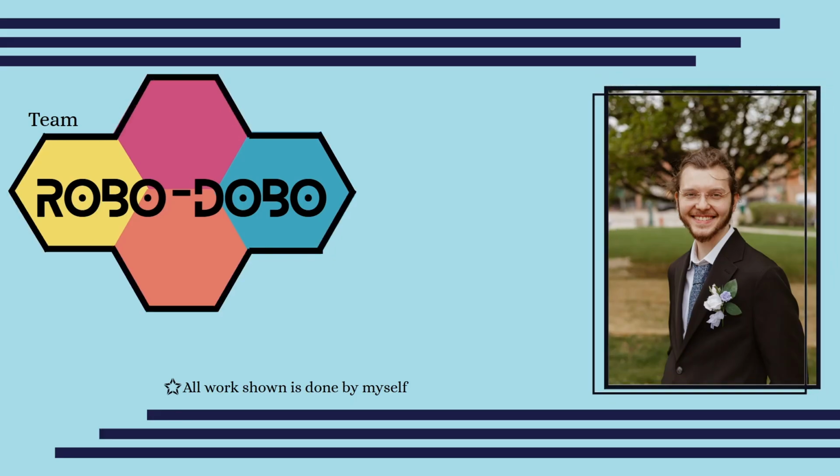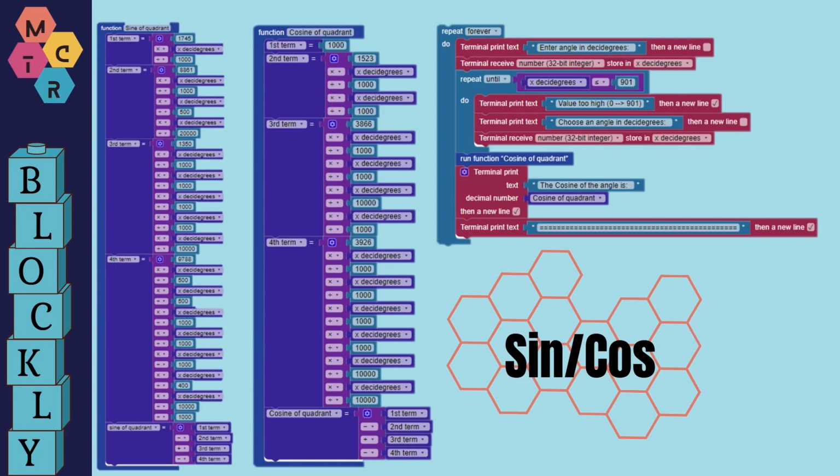All the work done in this final project is done by myself. At the beginning of the semester, we wrote a program using Blockly to enter a specific angle in decidegrees and use the cosine of a quadrant function in order to get decidegrees back.